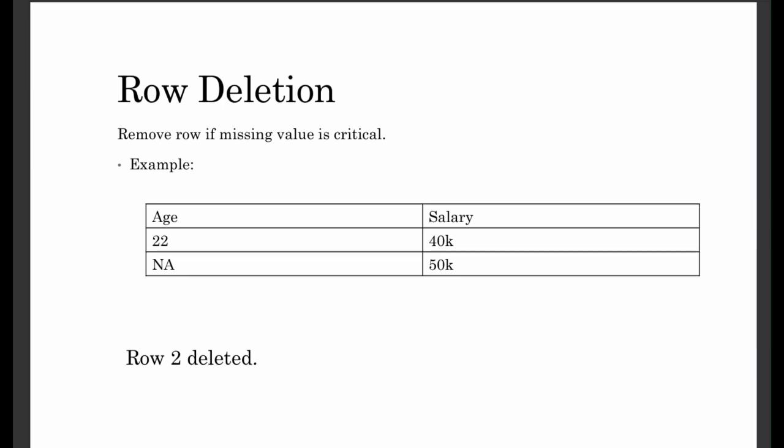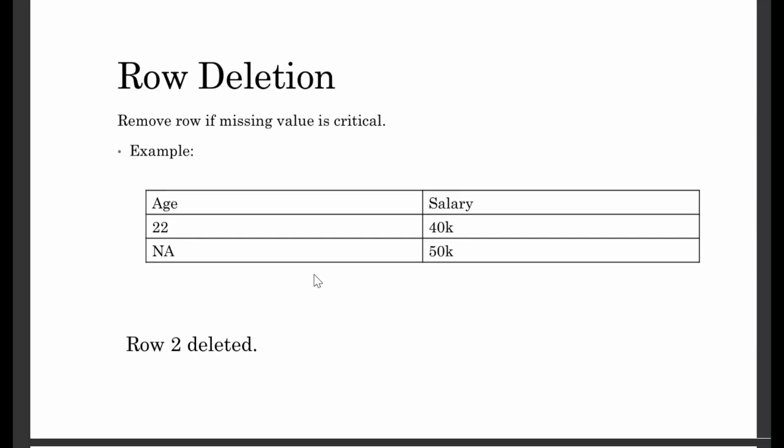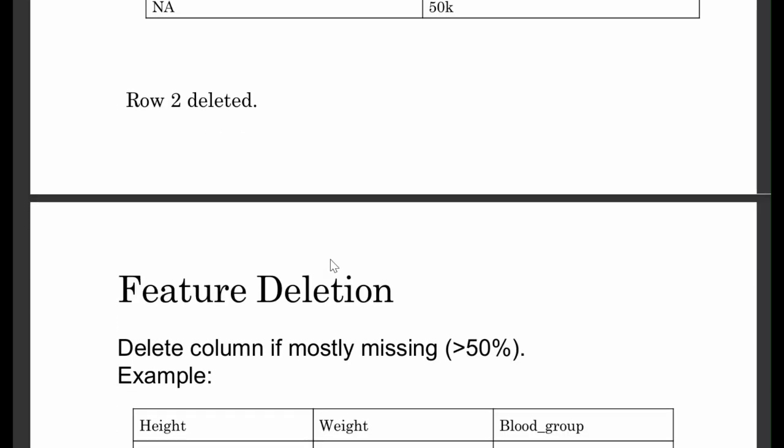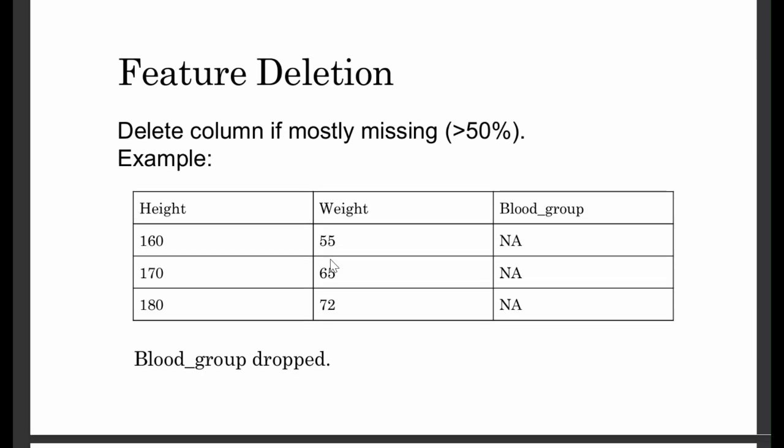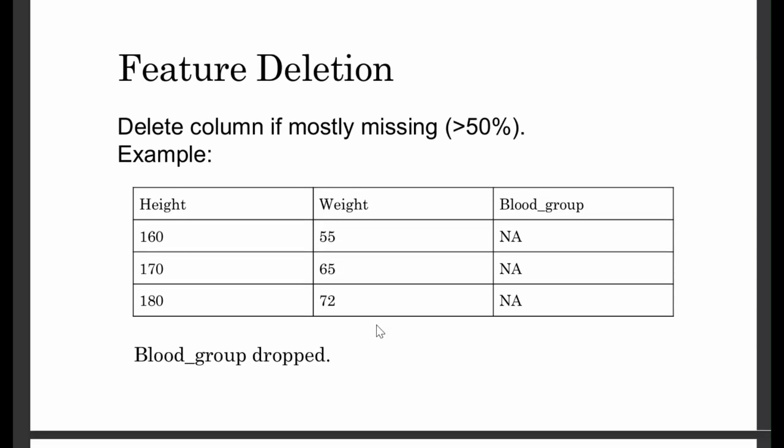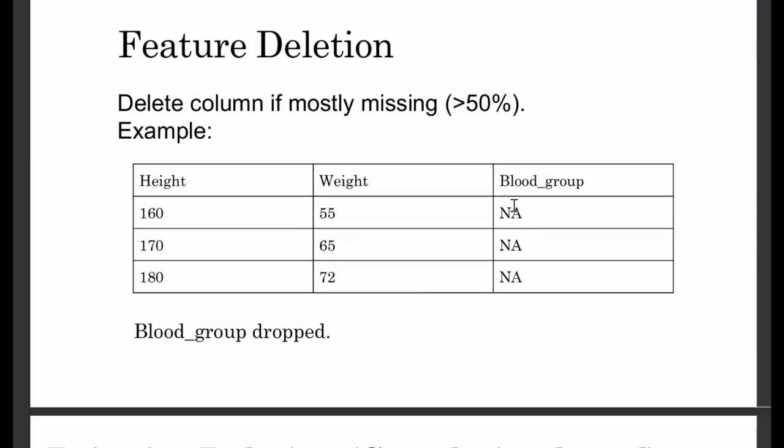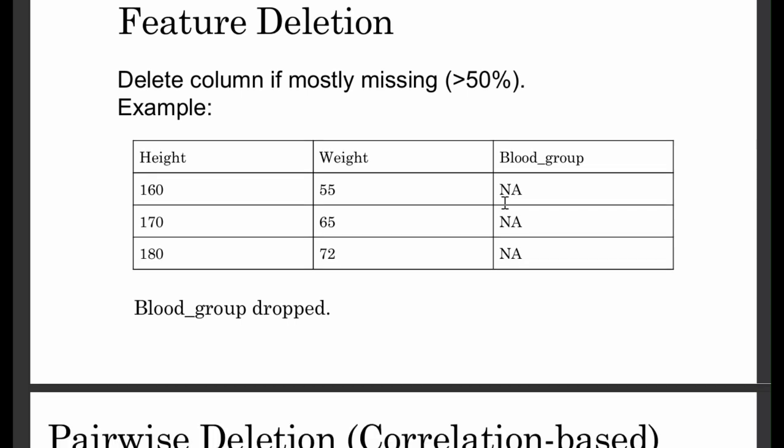This is the example for row deletion. Remove row if missing value is critical. Now row 2 is deleted here in this table. This is the example for feature deletion. Here in the blood group, the entire column is dropped.